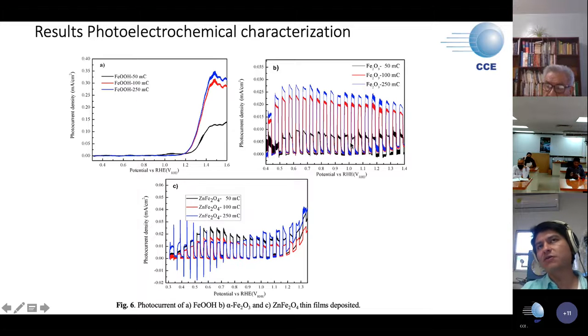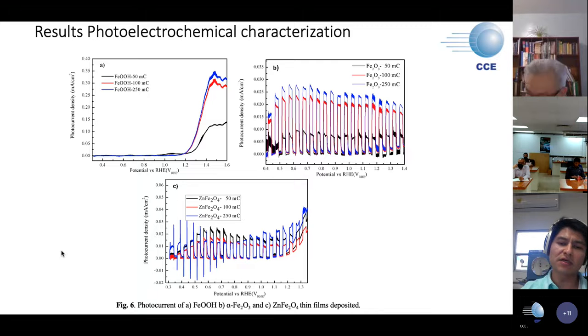This is because hematite has an intrinsic resistivity, which prevents us from having greater currents. However, when we increase the charge used, we observe an increase in the light absorption and in the photocurrents generated. And in the third case, we have a combination of the two cases. We have an electrocatalytic material, but also a material that absorbs light and promotes the production of a photocurrent.